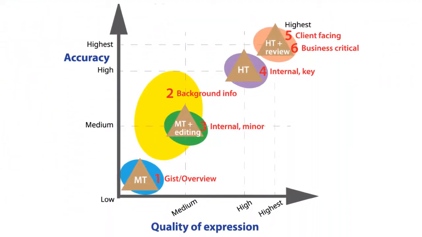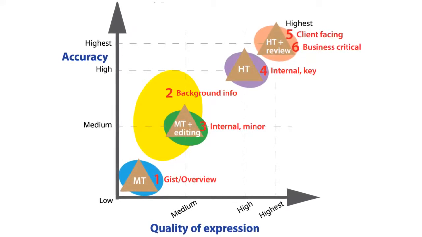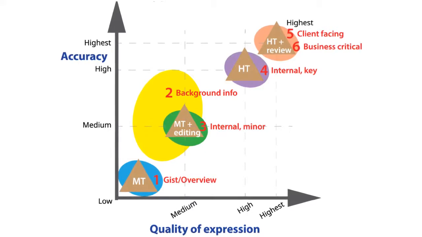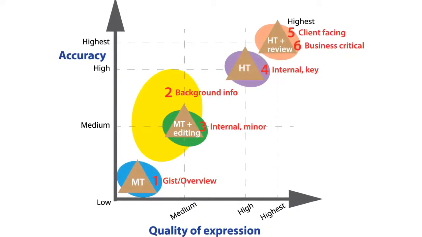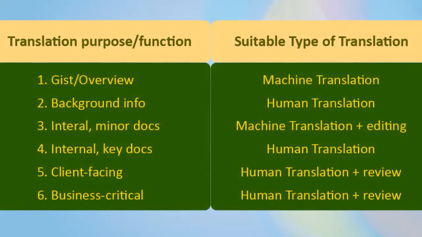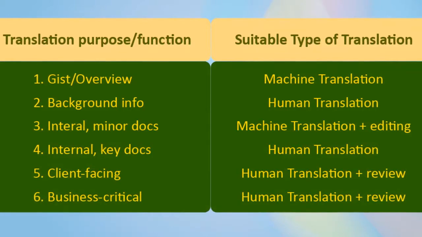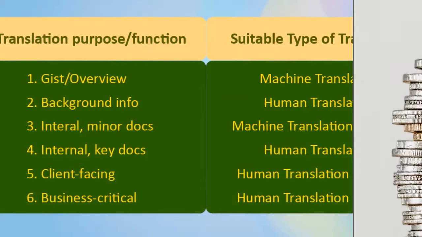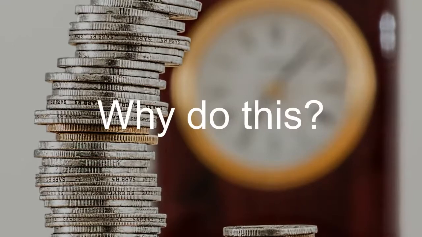Now look what happens when we overlay the 2 charts we've shown you. There's a very neat correlation between our translation purposes and the 4 translation methods, so we can see the type of translation that's suitable for each purpose. Again, it's important to stress that these are to reach the minimum required translation standard, and that higher quality will always serve you better.